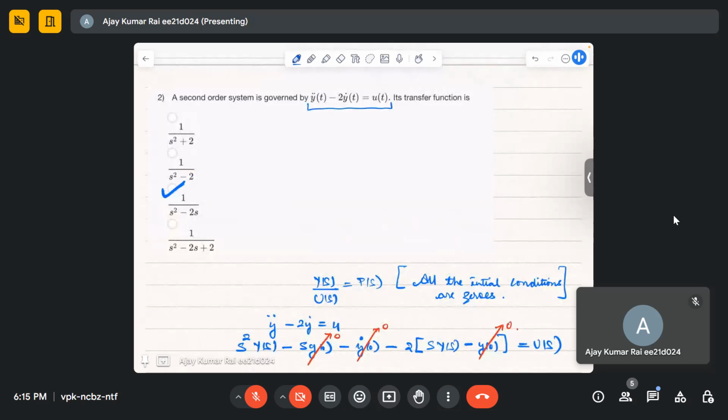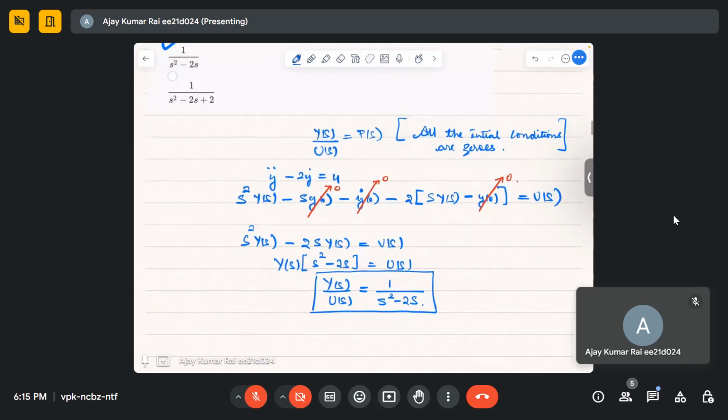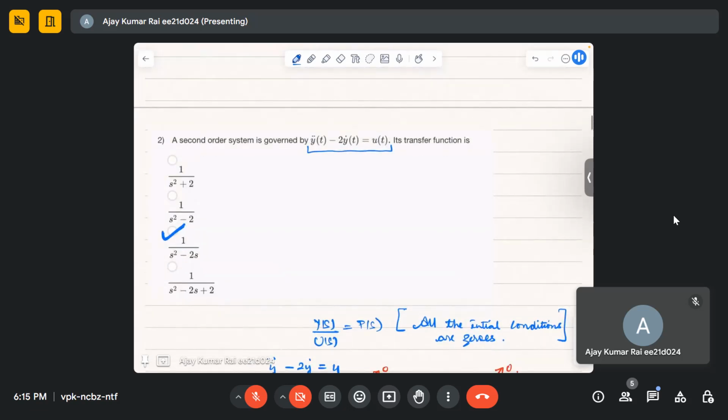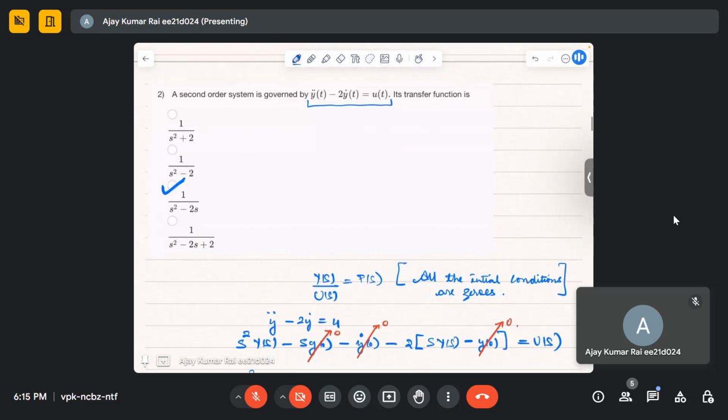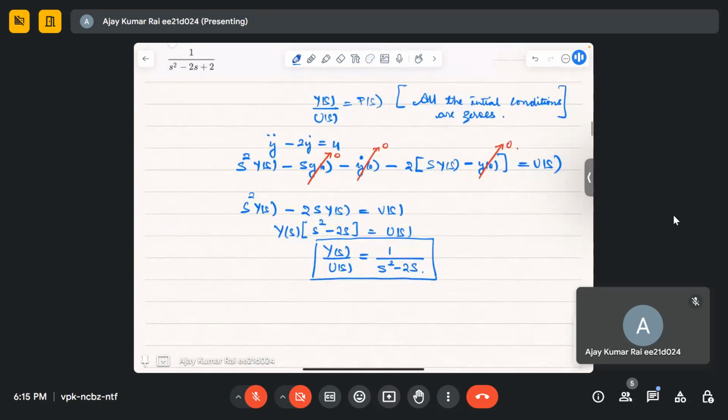A second order system is governed by this equation. Its transfer function is... so to get the transfer function, take the Laplace transform. You know, to obtain the transfer function, you have to take the initial conditions to be 0. So I've taken the Laplace transform, you see. This is the Laplace transform with all the conditions, and then I'm making all the initial conditions equal to 0, right? y(0) and y dot 0 is also equal to 0.